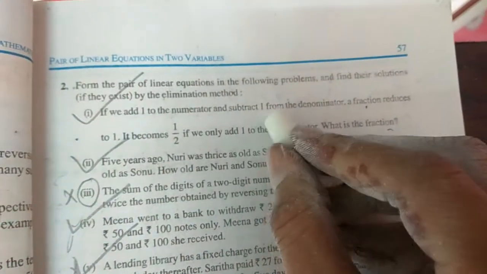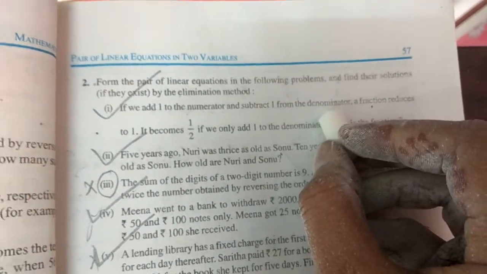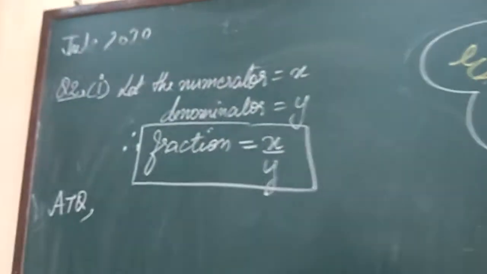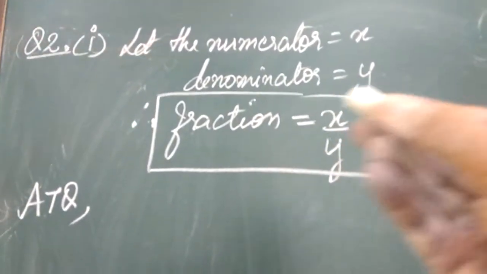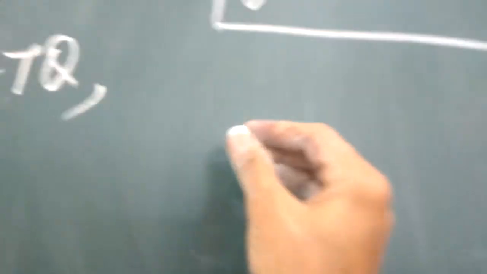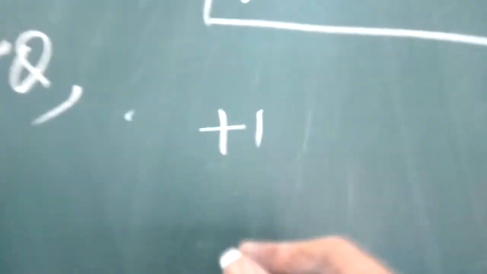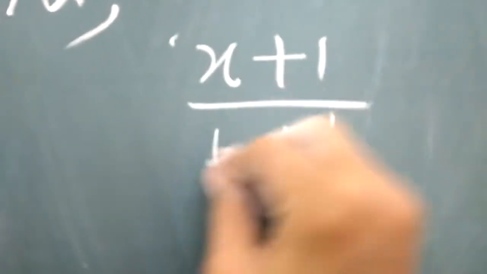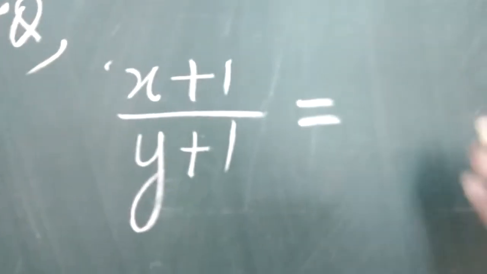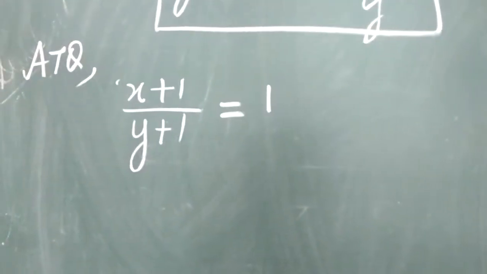If we add 1 to the numerator and subtract 1 from the denominator, the fraction reduces to 1. Dear students, let the numerator be x, denominator be y, therefore the fraction is x by y. What are they telling us to do? If we add 1 to the numerator and subtract 1 from the denominator, the fraction reduces, means equal to 1. The fraction will become 1. This is the first condition.